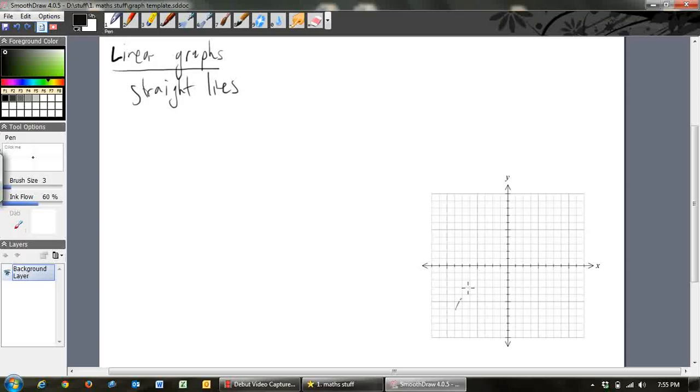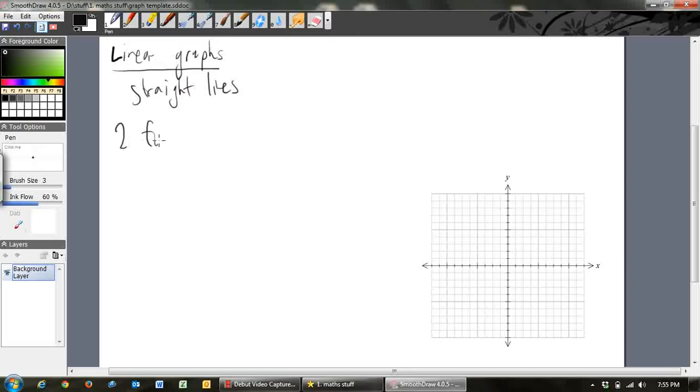In other words, that is not a linear graph. That is a linear graph. This is not a linear graph. So it must be a straight line. It doesn't matter whether it's vertical, horizontal, or diagonal, in any direction. As long as it's straight, it's a linear graph. Really important to understand.